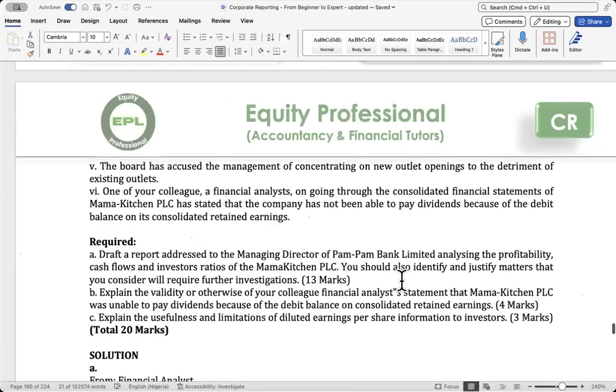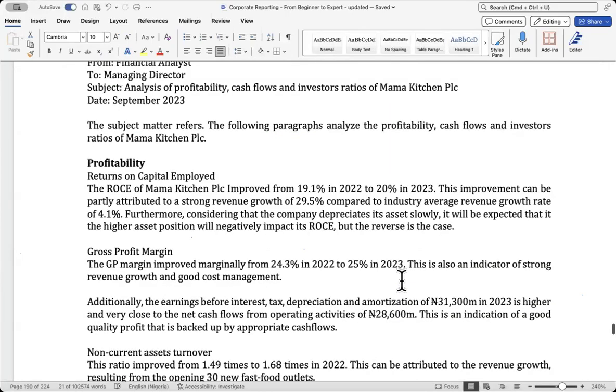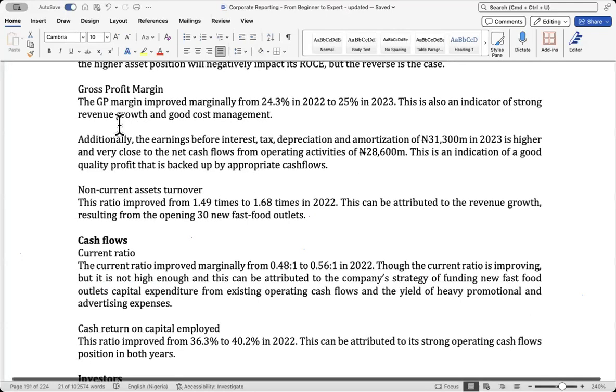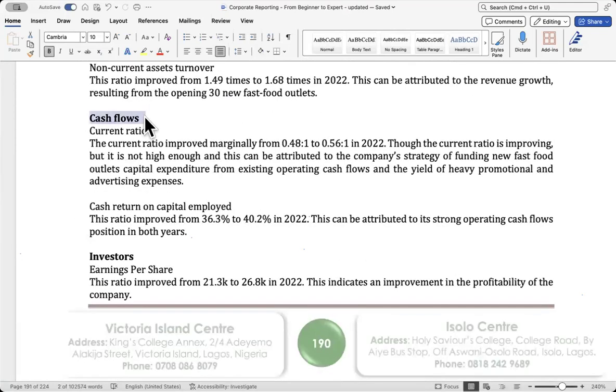All of these are what will earn you good marks. And don't forget, you don't have time. This is just a 13 marks question that you would rather have like around 22 or 23 minutes to solve. So you need to be sharp with your thinking and be moving. Then I move to cash flow. I'm done with profitability. I move to cash flow. In the question, they gave me current ratio. I told them that the current ratio improved.